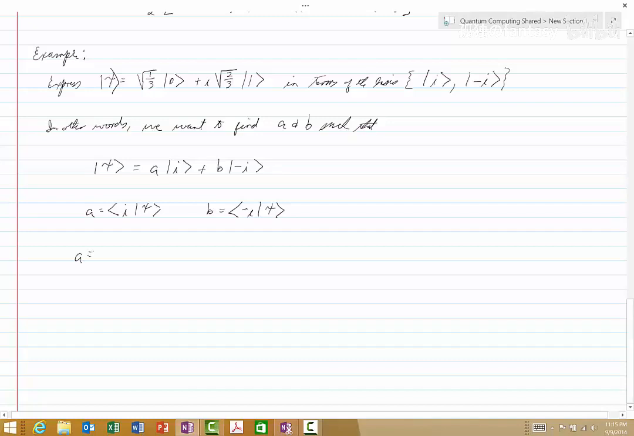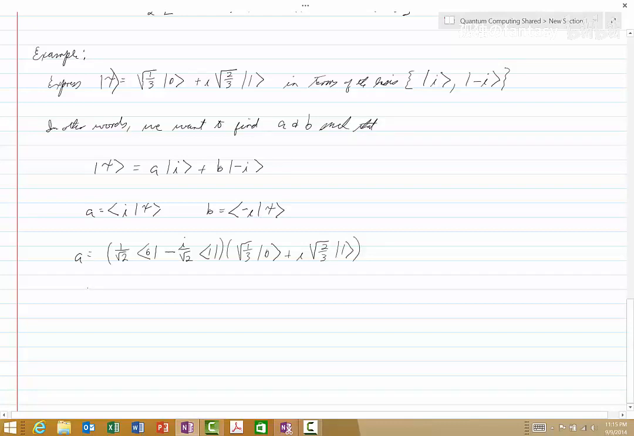A is equal to, okay, we know that the dual of i is equal to 1 over square root of 2 times the 0 bra minus i over square root of 2 times the 1 bra. And that's pre-multiplying C, which is square root of 1/3 0 plus i times the square root of 2/3 1.